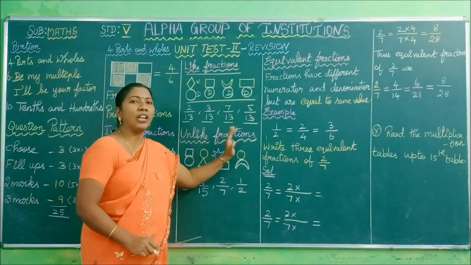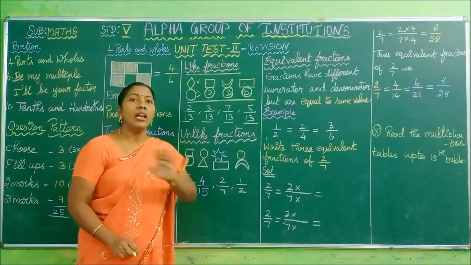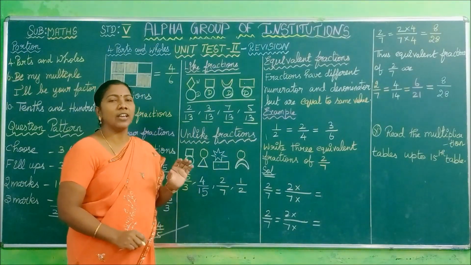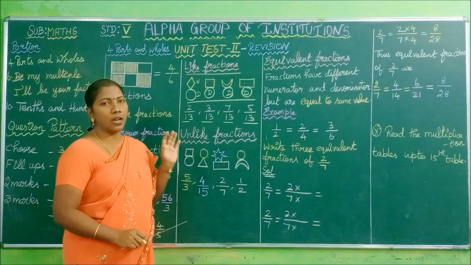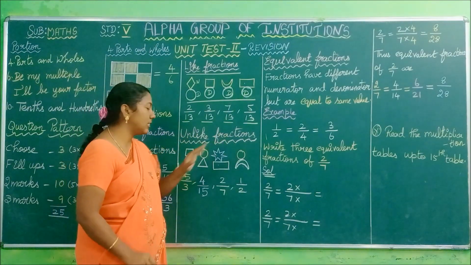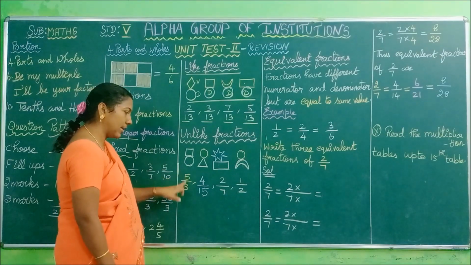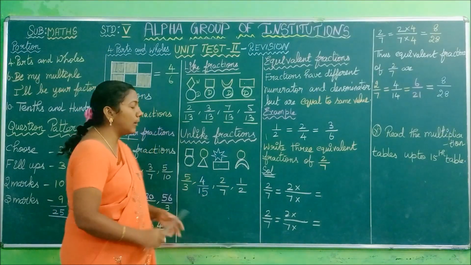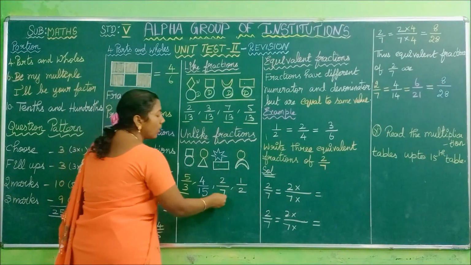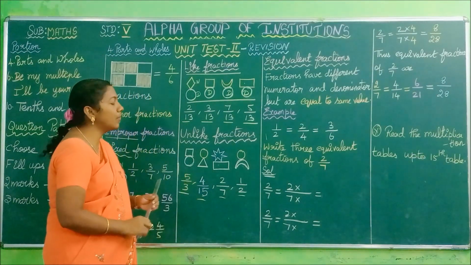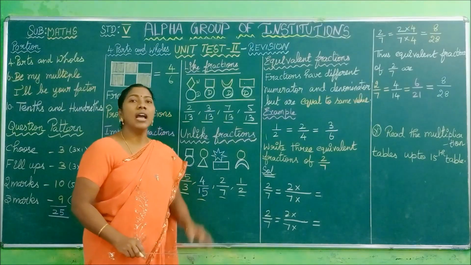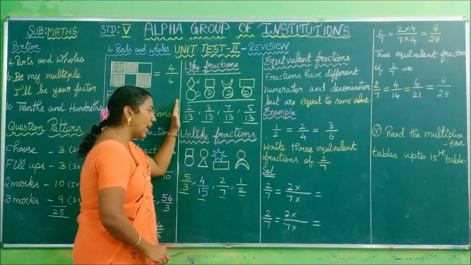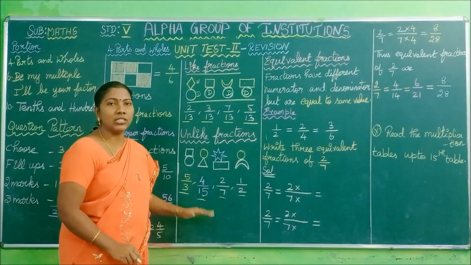What is meant by unlike fractions? Fractions having different denominators are said to be unlike fractions. See the example: 4 by 5, 3 by 4, 15 by 2, 7 by 1, 2. Observe the denominators. All are different from each other. So we call these fractions unlike fractions. I hope you have found the difference between like fractions and unlike fractions very well.